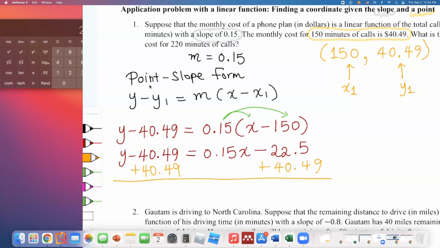So the equation is y equals, the cost of the phone bill is 15 cents per minute plus, now I'm going to have to figure out what this is. All right, give me 1 second.